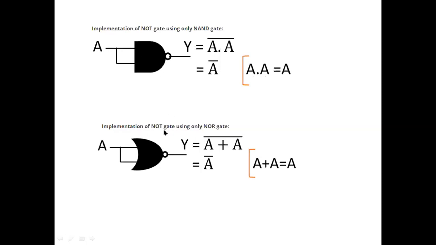Similarly, implementation of NOT gate using only NOR gate. This is the symbol of the logic NOR gate, and the expression for the NOR gate is (A plus B) whole complement. As A is the only input which is given to both inputs, this becomes (A plus A) whole complement, and we know that A plus A is also A. If you substitute that here, this becomes A bar. So if you give A to a circuit which gives output A bar, it is an inverter. So this is how you can implement an inverter using NOR gate.